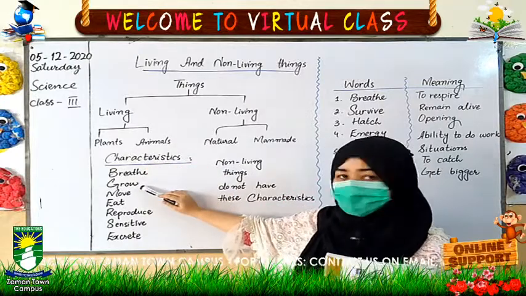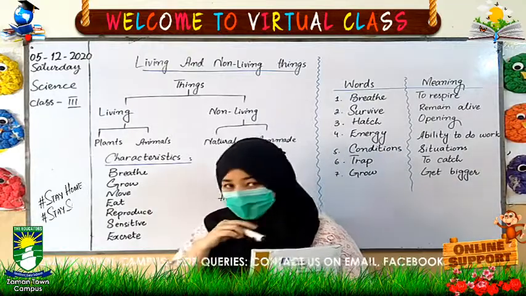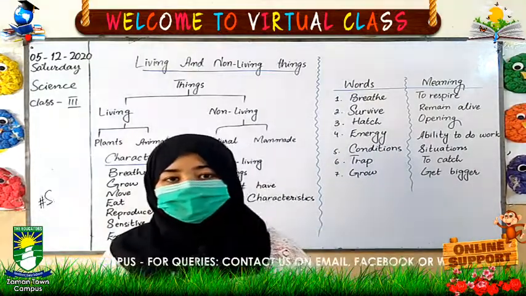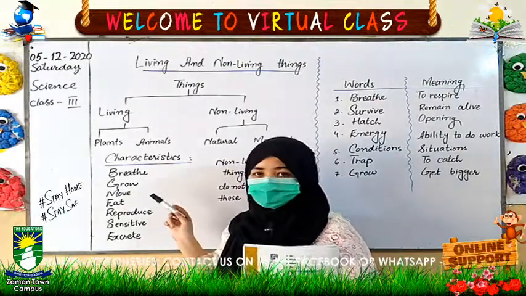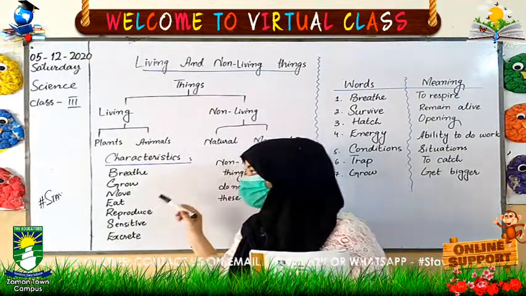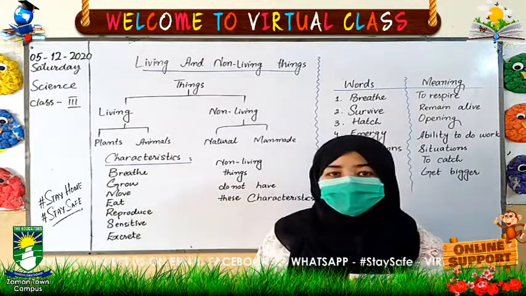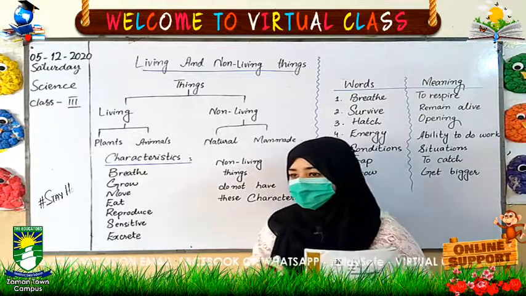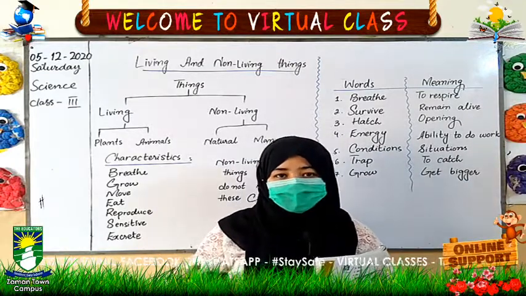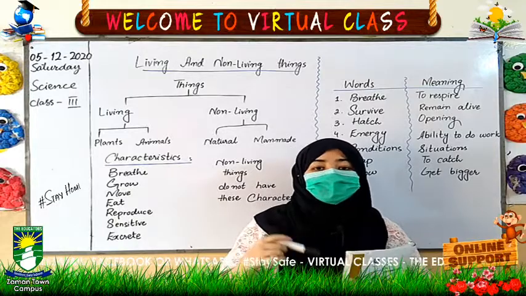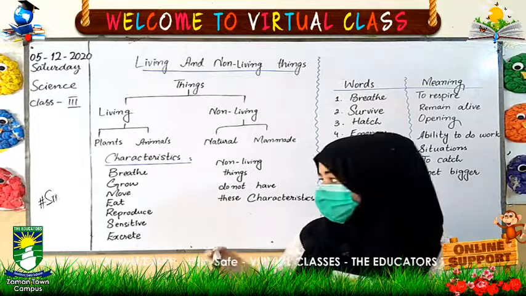Come to the next heading, all living things can grow. All living things can grow and die also. Let's take an example of a plant. In the previous class, we took the example of a human. In this class, let's take an example of a plant. A seed becomes a plant and then it may become a tree also.